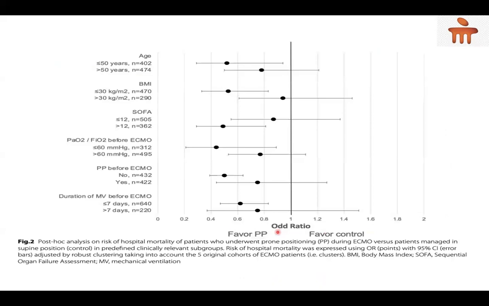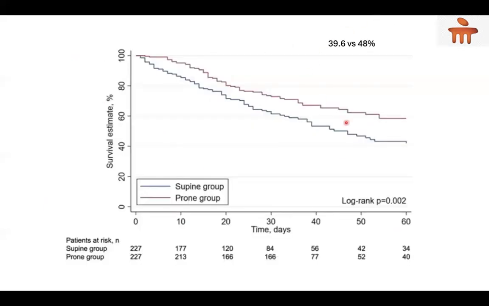When they studied individual patients to see who might have had the mortality benefit, they noted that most of the patients who did well were less than 50 years of age, with a BMI of less than 30, a SOFA score of more than 12. Actually, Zika patients might have benefited from proning. Also a P/F ratio of less than 60 before ECMO. Some of these patients, those who had not undergone proning before ECMO, got benefit. I'm not sure how to explain this. Also duration of mechanical ventilation of less than 7 days. So these are the subsets of patients who benefited from proning. The mortality was 39.6% in the prone group compared with 48% in the supine group.